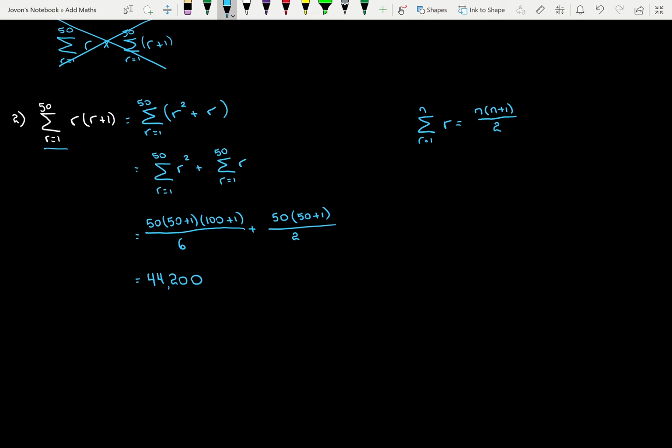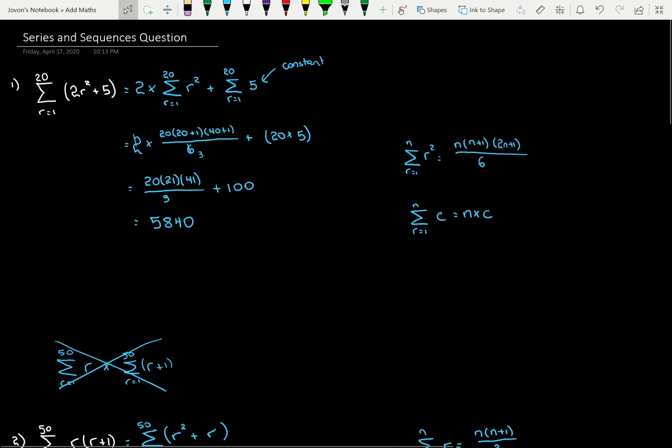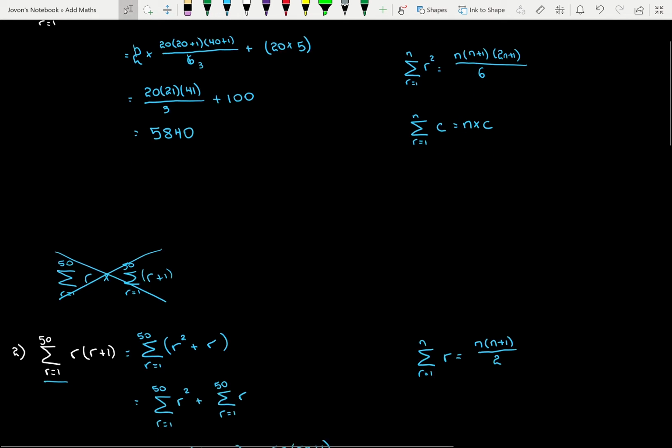Okay, so again, what this rule showed us, so the first example was a basic example of how to use the laws.